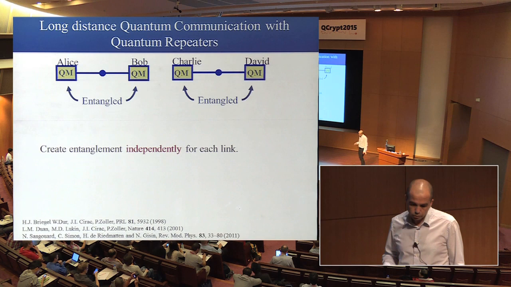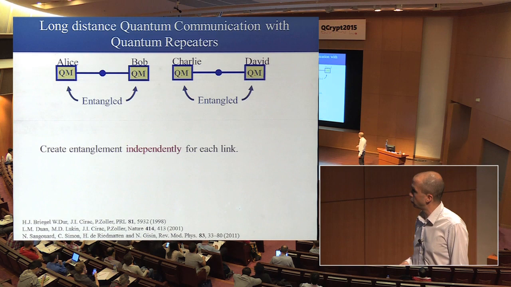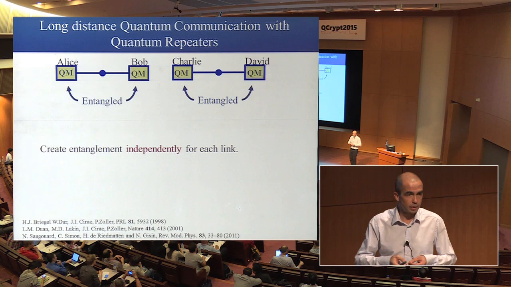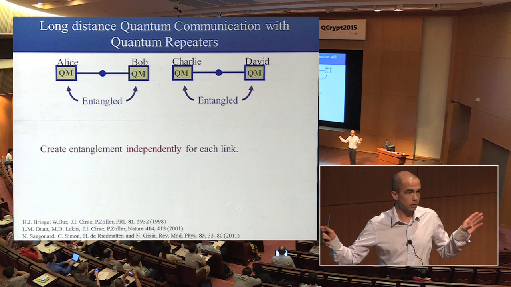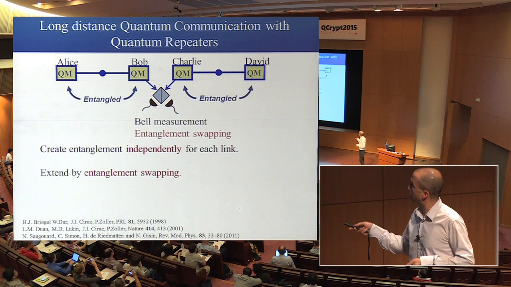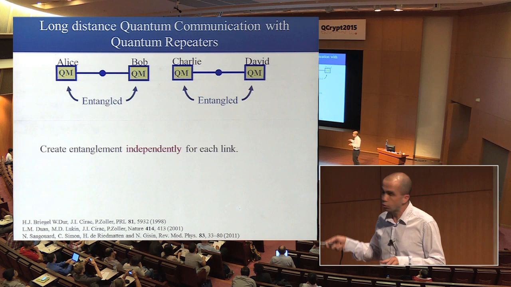Okay, so quantum repeaters, it's a solution that has been proposed in '98 by Briegel, Dür, Cirac, and Zoller. And the idea here is we are interested in distributing entanglement, and we basically want to divide the total link, the total distance, into several links. So here, for simplicity, I just have two of these links. And then basically we want to distribute entanglement within each of these elementary segments here.